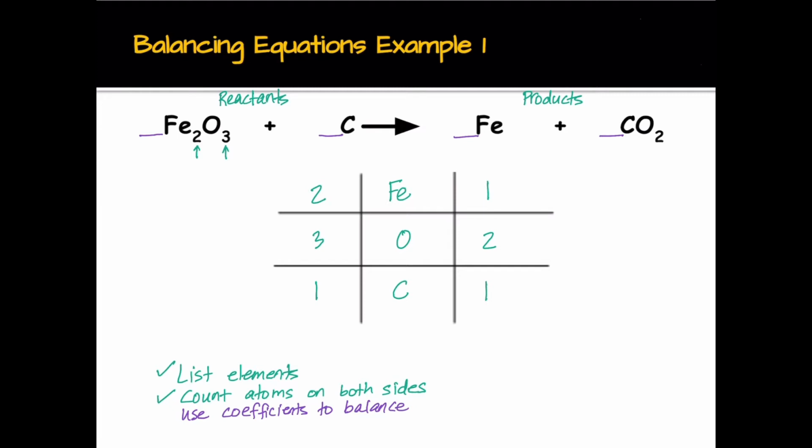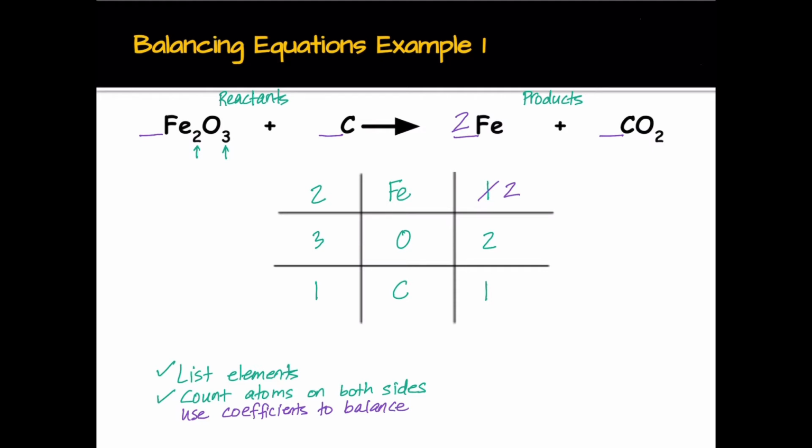If you take a look at your table, you'll notice that the iron number is unequal and so is the oxygen number. So if we balance in order, we can start by placing a 2 on the product side in front of the iron, and that'll balance out the iron. So now the iron atoms are equal on both sides. Now let's take a look at the oxygen. Notice how we have 3 on the reactant side and 2 on the product side.